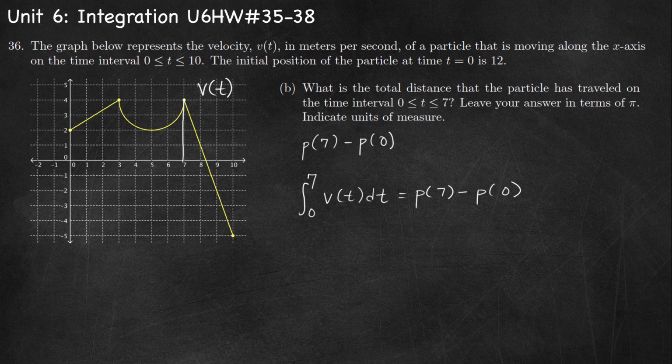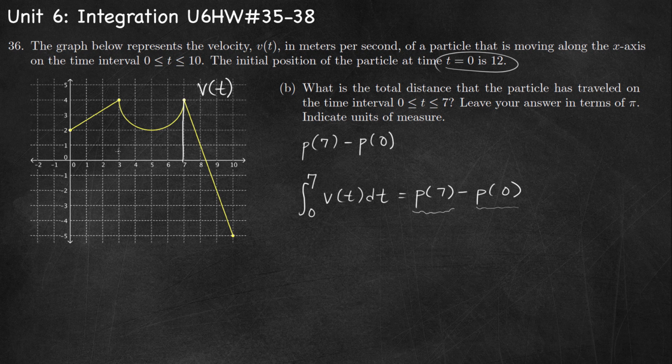The value that we have right here is the antiderivative of the function that we're integrating, and the antiderivative of velocity is position. So we evaluate position at the upper bound 7 minus, and then evaluate at the lower bound 0. We know that P of 0 is 12. That was given to us in the problem. So P of 0 is 12. We're good there. P of 7 we don't know. And the integral from 0 to 7 of the velocity would just be the area under the curve, and that we can figure out because we have known geometric shapes forming that region.